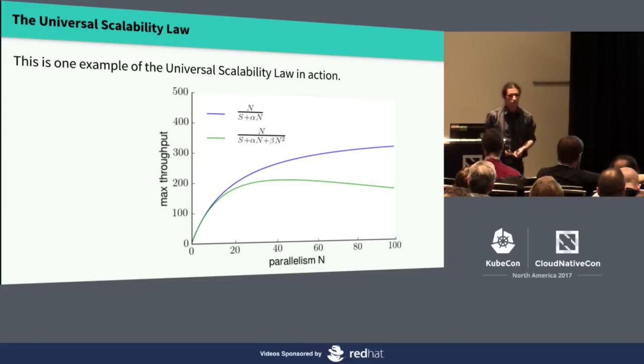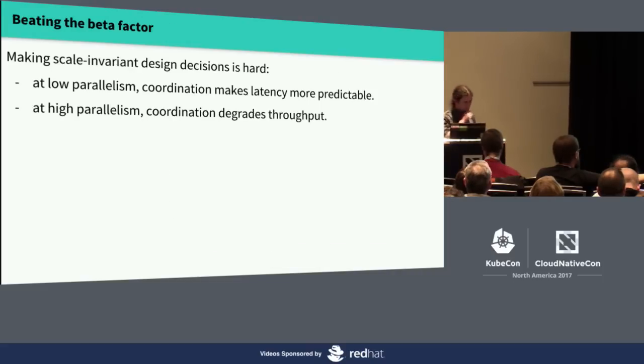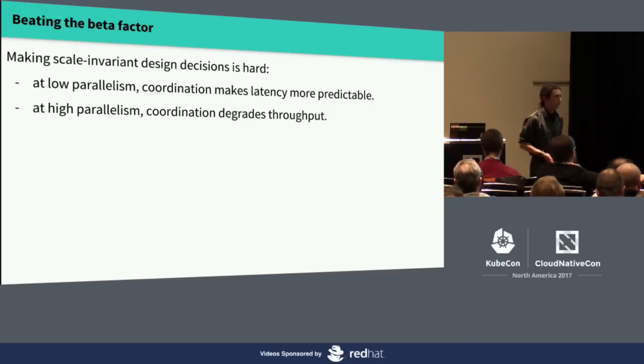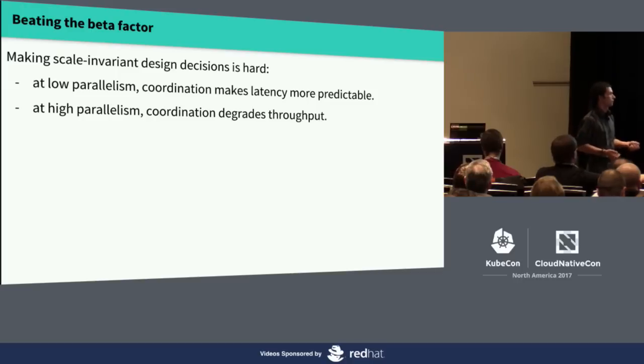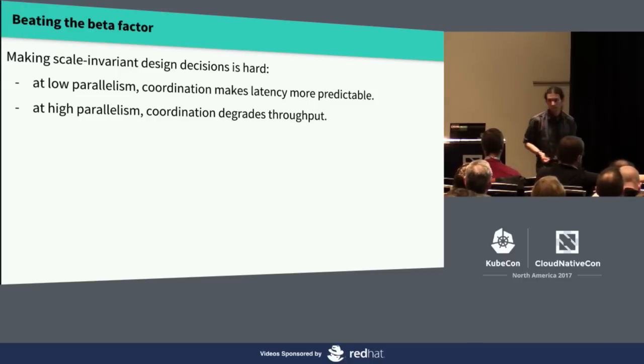This is completely contrary to what we saw. As we try to scale our system, it gets more and more expensive. So what we've learned from this is that making scale invariant design decisions is really hard. At low parallelism, it's better for us to try and coordinate because it makes latency more predictable. But at high parallelism, coordination degrades throughput and we're better off just assigning things randomly. Otherwise, we'll spend all of our time making choices and none of our time actually working on them.